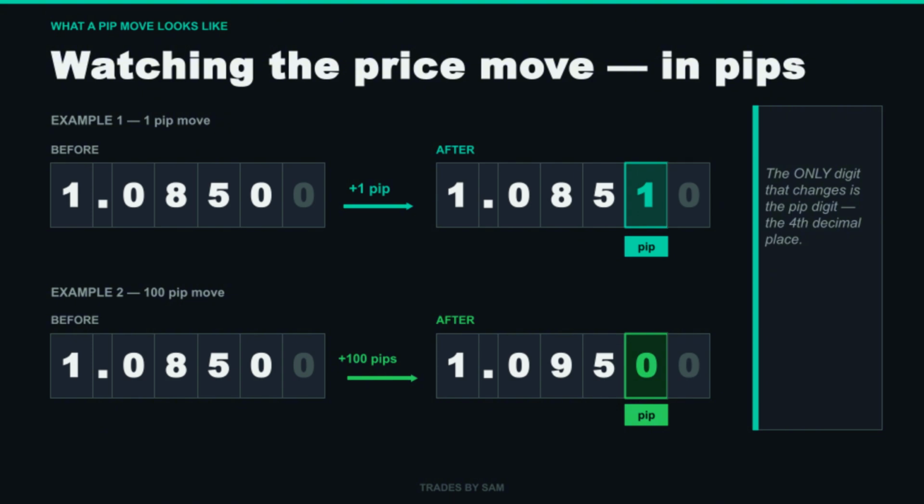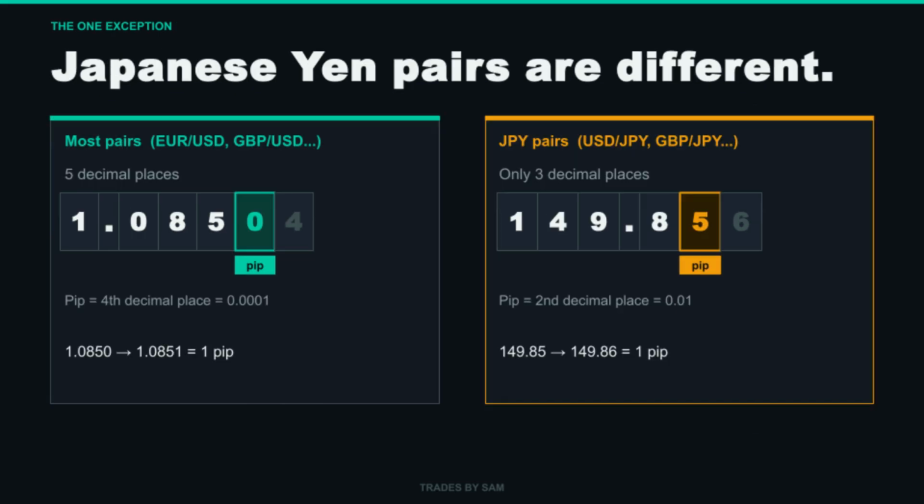There is one exception worth knowing early. Japanese yen pairs, like USD/JPY, are only quoted to 2 decimal places. So for those pairs, a pip is a movement of 0.01, 1 unit in the 2nd decimal place. Same concept, just a different scale because of how the yen is valued.